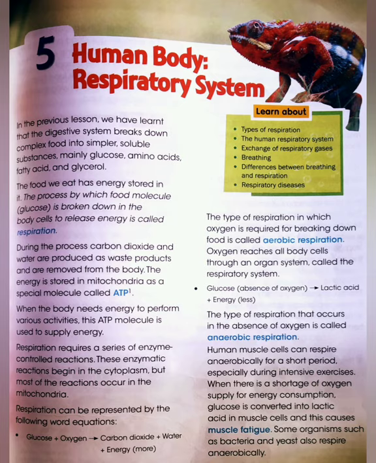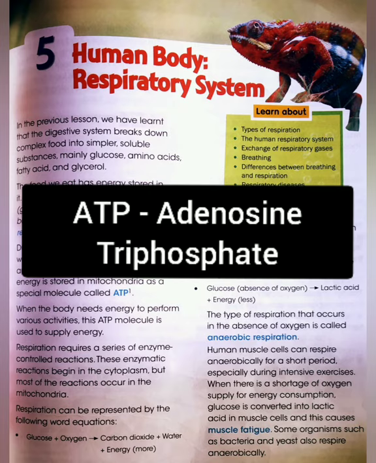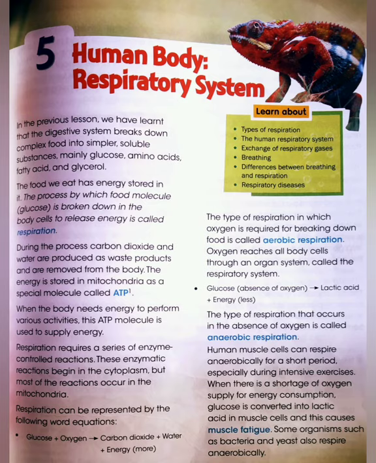So, do you know in what form we get this energy? This energy is stored in mitochondria as a special molecule called ATP. The full form of ATP is adenosine triphosphate. That is also called the energy currency of the cell. So, when our body needs energy to perform various activities in our daily life, this ATP molecule is used to supply energy.